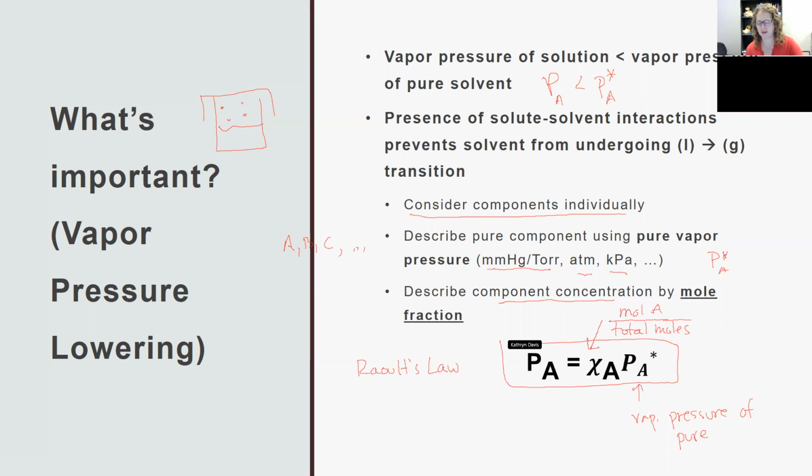The vapor pressure goes down because in solution, there's less than 100% of any compound, right? By definition, it has to be less than 100% because it's part of a whole. So the chi is less than 1. And so because of that, PA has to be less than P star A. It's an easy calculation though. So let's try an example.